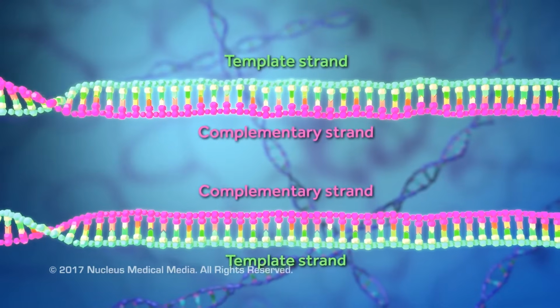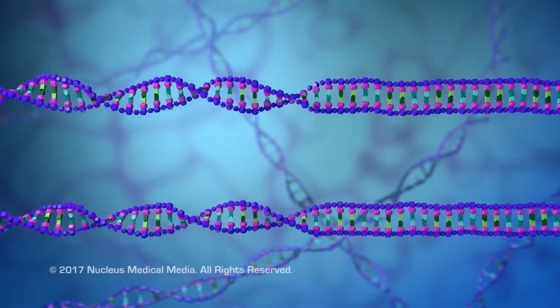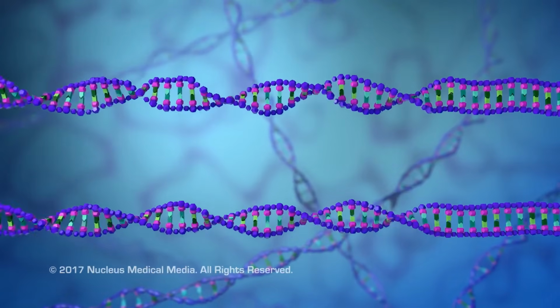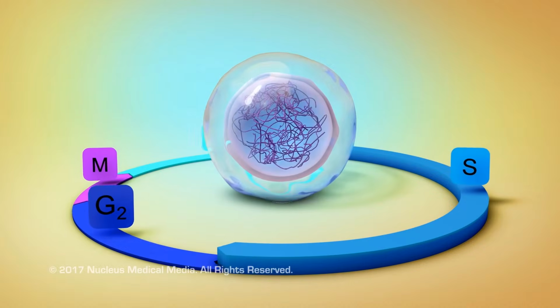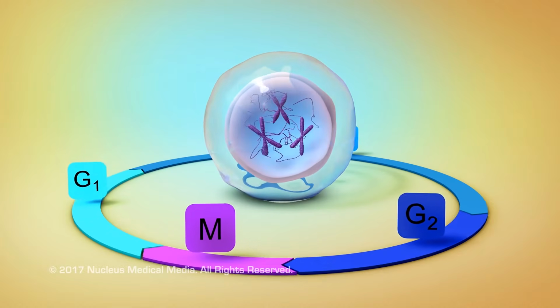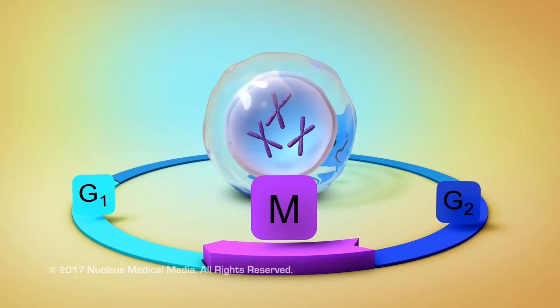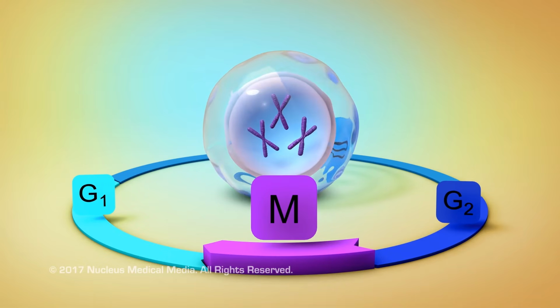As a result of this replication process, two duplicate molecules of DNA are produced from the original DNA molecule. With DNA replication now completed, the cell is ready to begin mitosis. We will cover mitosis in another video.